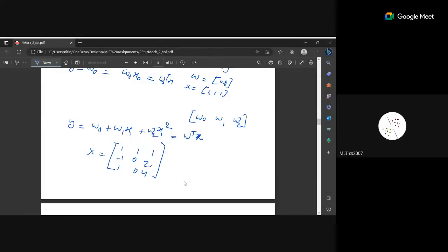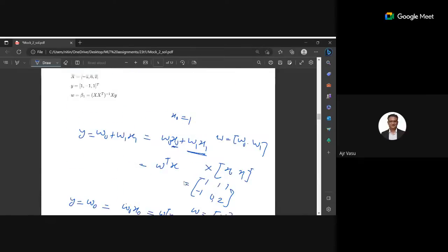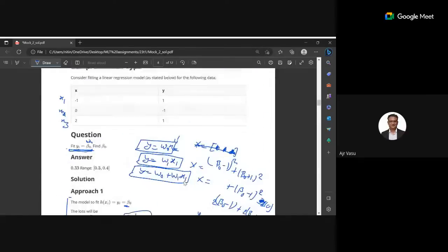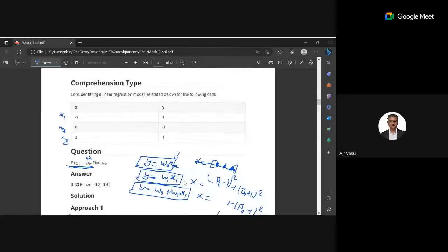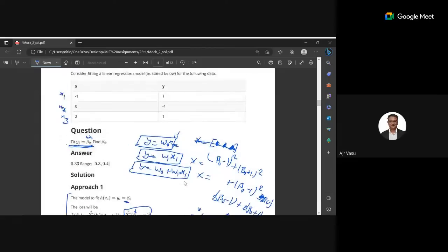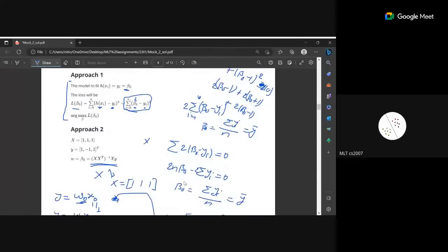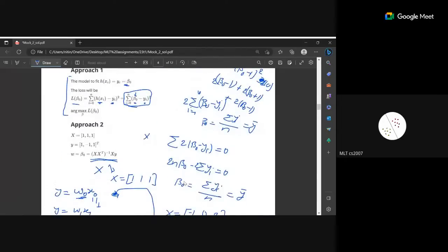So I'm saying the answer to the previous one is 0.33, right? It's the average of y. That's 0.33. But just for the sake of argument, if we had to find an equation y equal to beta 0 plus beta 1 x, with the intercept, then you have to do the long process. You have to take the inverse and compute. Yeah, you can do it that way. Okay.